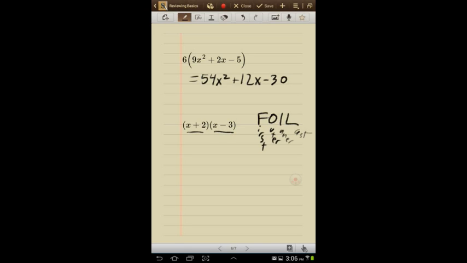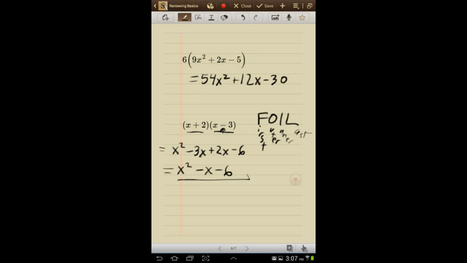So, x times x, x squared. The x times the negative 3, because of the minus sign. Now you need to multiply the 2 to everything in the parentheses. The 2 times the x. And the 2 times the minus 3. Now we need to see if there are any like terms. Yes. Negative 3x plus 2x is minus x. x squared minus x minus 6.